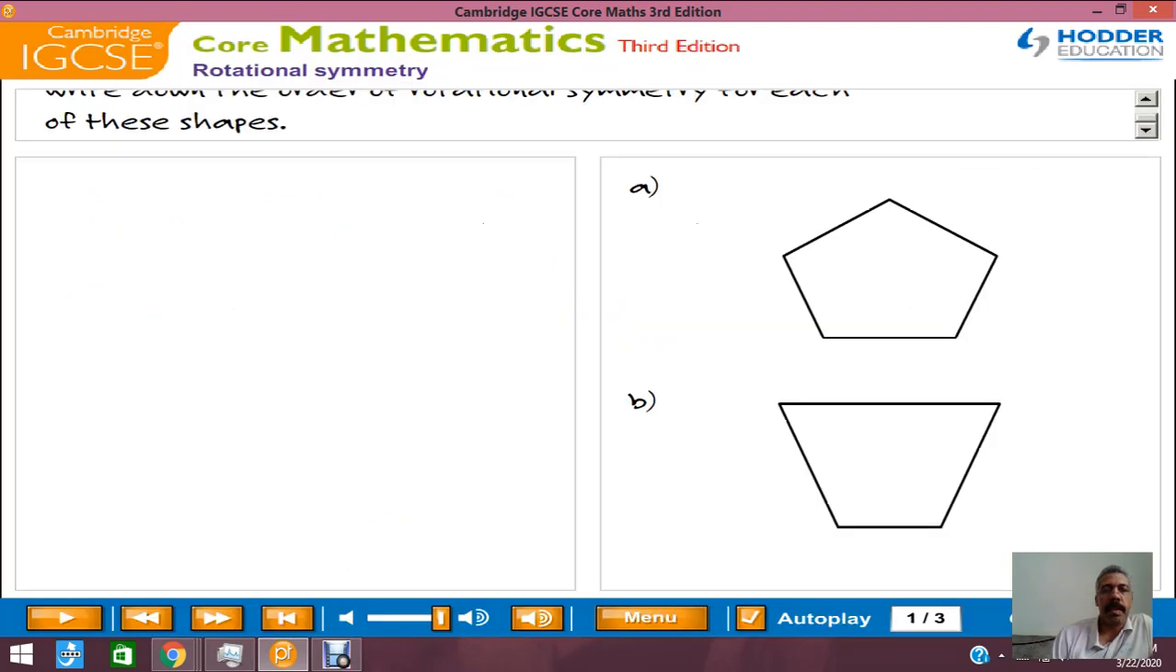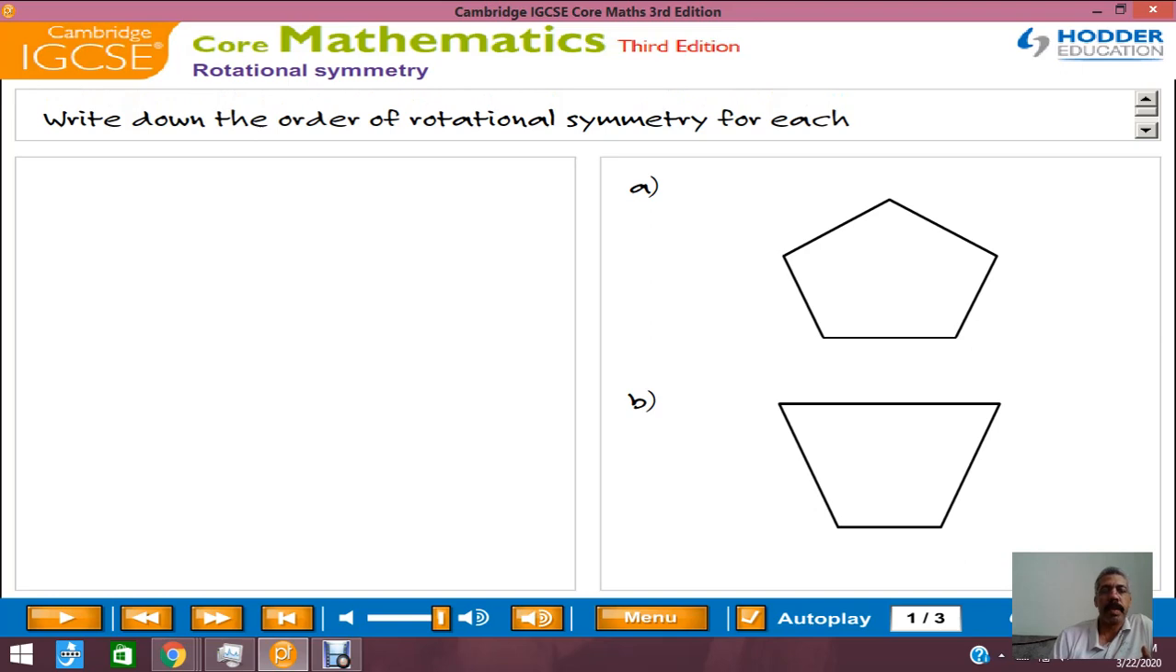Now let's take another lesson about rotational symmetry. Here, that's about if you have this shape, a pentagon, it's a regular pentagon. Okay, she said here, write down the order of rotation symmetry for each.